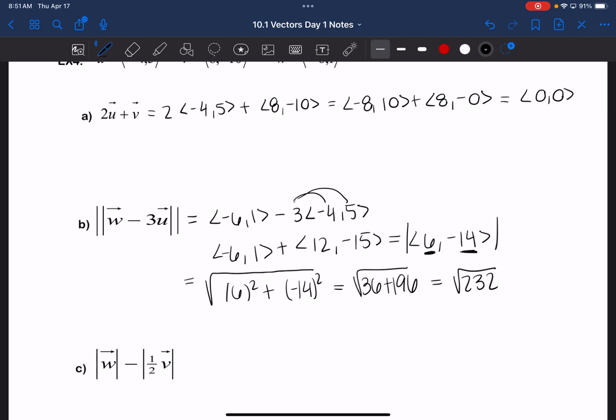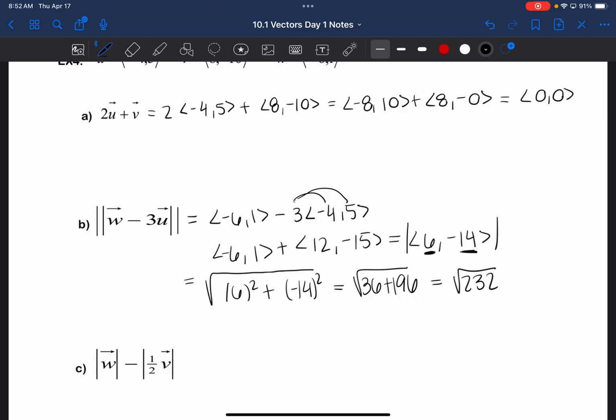Do you guys remember how we simplify radicals? You look for the number that goes into it that does have a square root. So what would be a number that might go into 232 that does have a square root? What do you guys think? It's even, right? Possibly. But even if 16 doesn't, what's even smaller than 16 and has a square root? 4. So 4 definitely goes into it.